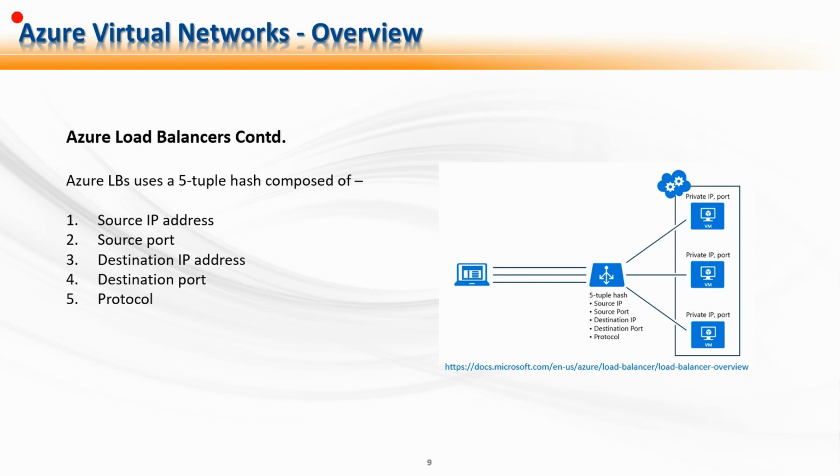Now we know that with the load balancer, we can create LB rules to distribute the incoming traffic at the front end to the backend pool instances. For this, the load balancer uses a 5-tuple hash-based algorithm. What exactly is a 5-tuple hash? As the name suggests, it is composed of 5 different things: the source IP address, the source port, the destination IP address, the destination port, and the protocol being used. And then it maps the flows to the available servers.